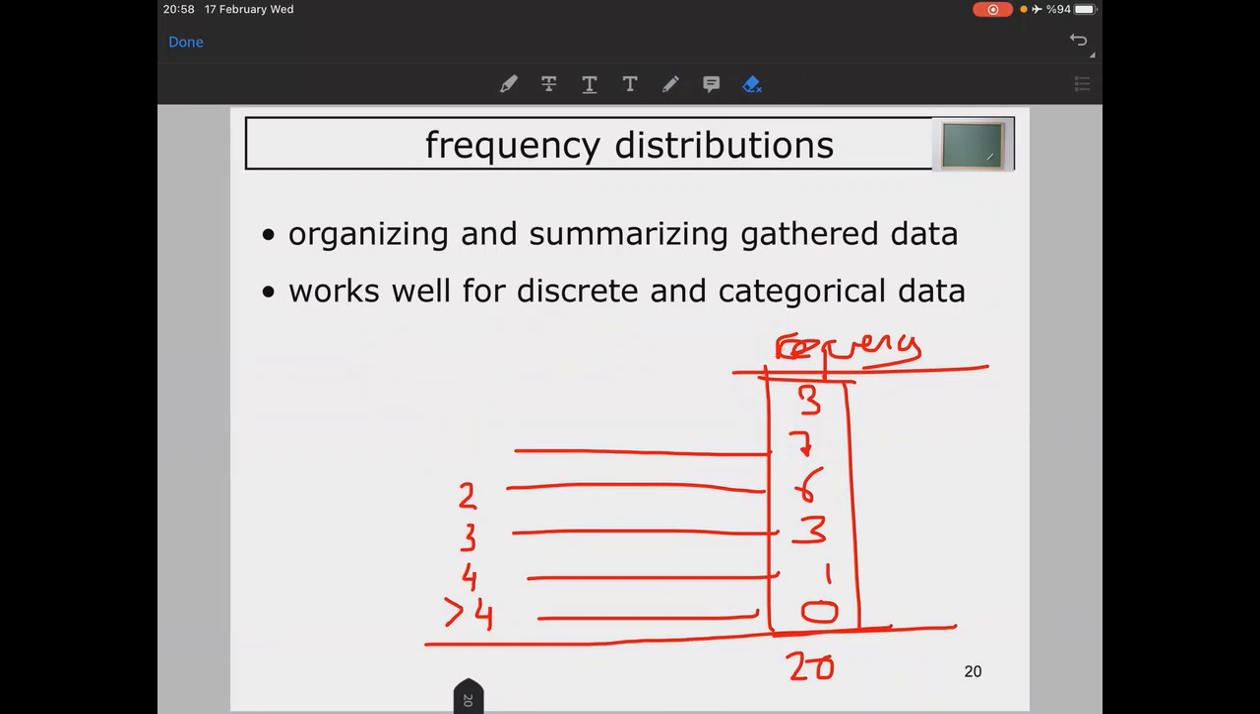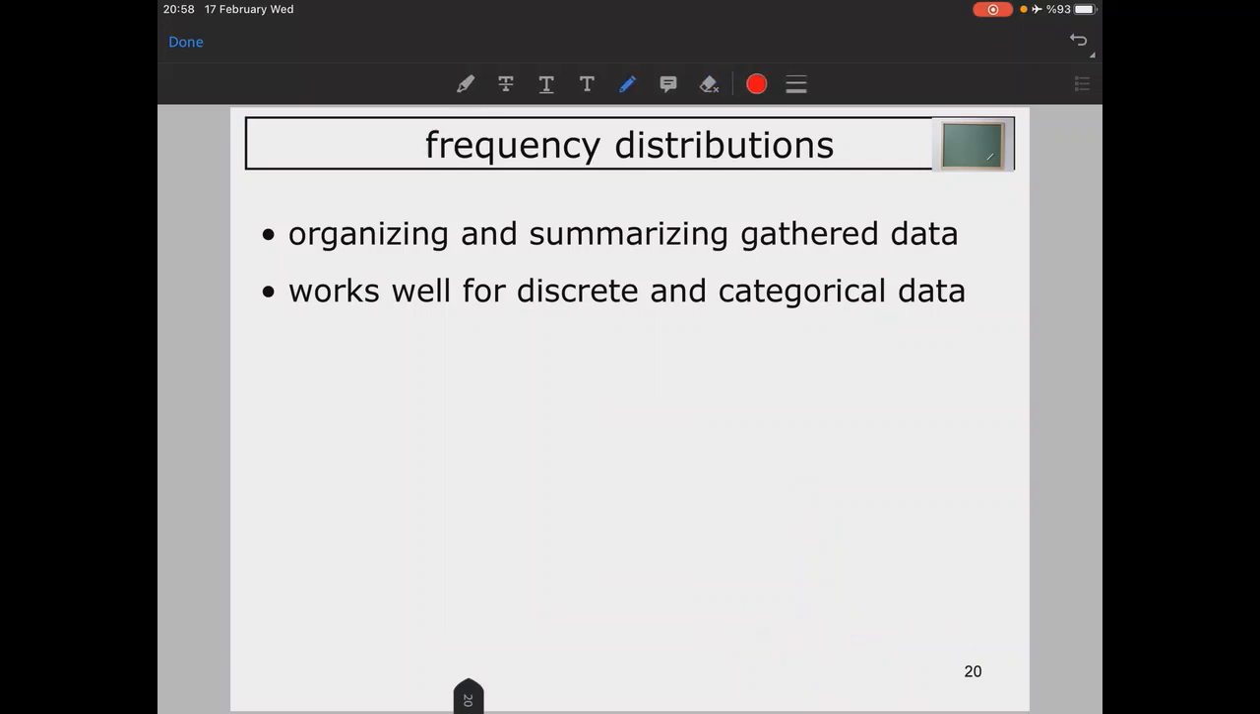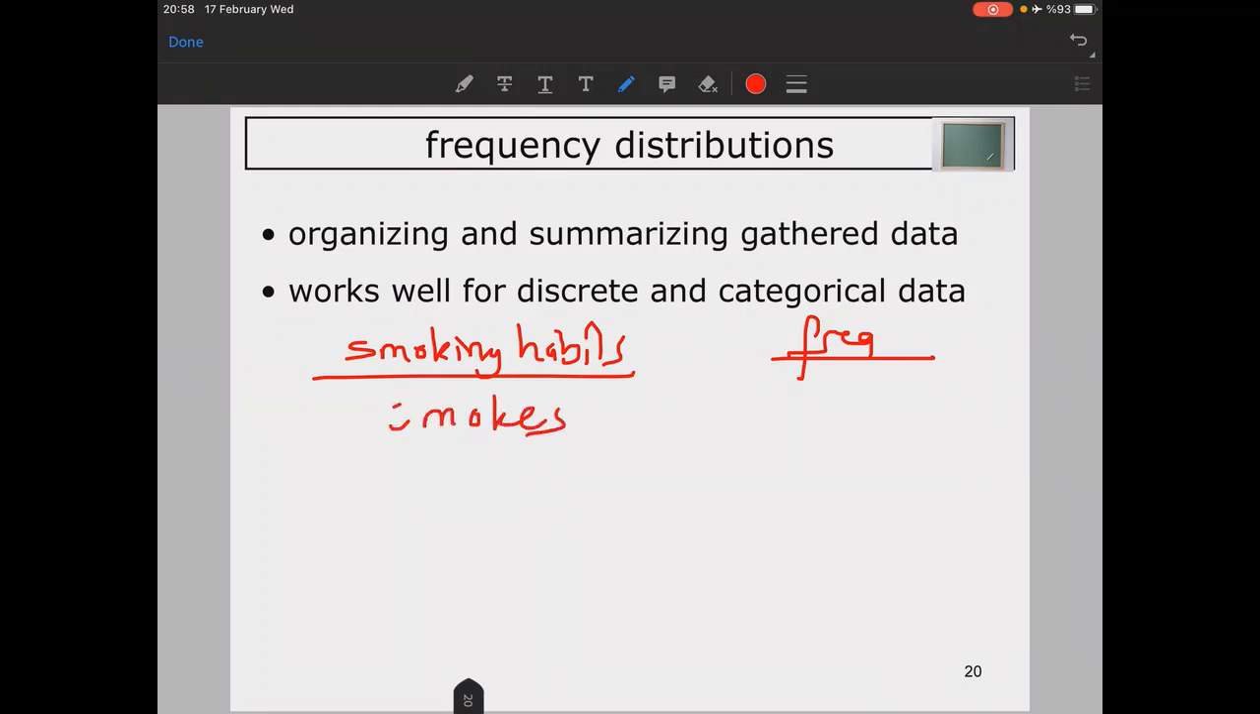That's the idea. This was an example for discrete data, or suppose that you're asking people about their smoking habits. Okay, smoking habits, right? This time, this is categorical data, and the frequency here, and let's say smokes, and quit, the people who quit smoking, and the people who never smoked, for example.